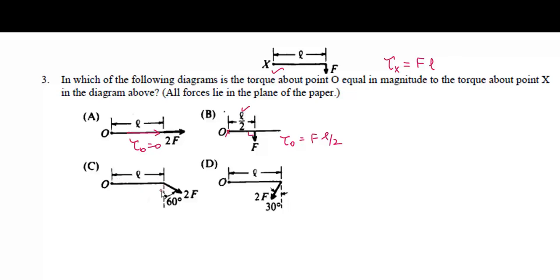So this is wrong. If you check here, this is 2F and here L is the distance, so we will consider only that component that is perpendicular to L. So I am considering this component. That is 2F cos 60 degree. What is cos 60? 0.5, or you can say 1 by 2. So finally you will get F. Now this F times L. So the torque about point O is F into L. So it is exactly equal to the torque about X. So the option will be C. Right? Yeah.